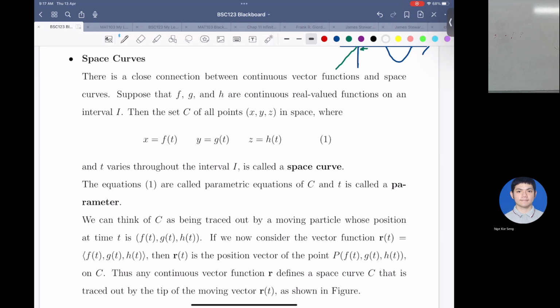Time is your parameter, so you can think of the curve C as a path traced out by a moving particle, which we already talked about in lecture one. At a certain t, r(t) is your position vector. The key point is this one, the upshot of this paragraph: any continuous vector function, meaning you can draw your graph without lifting your pen, defines a space curve that is traced out by the moving arrow tips.